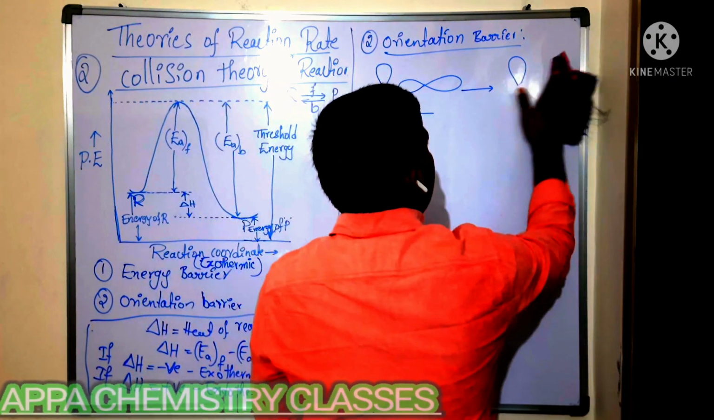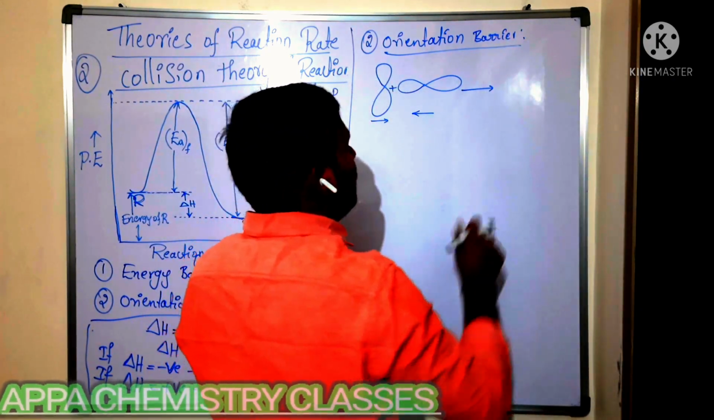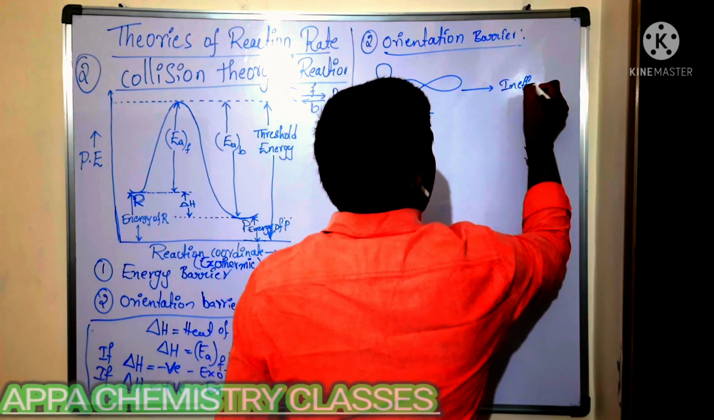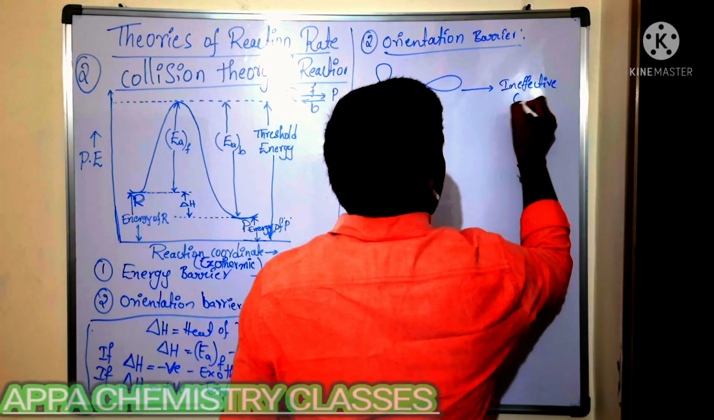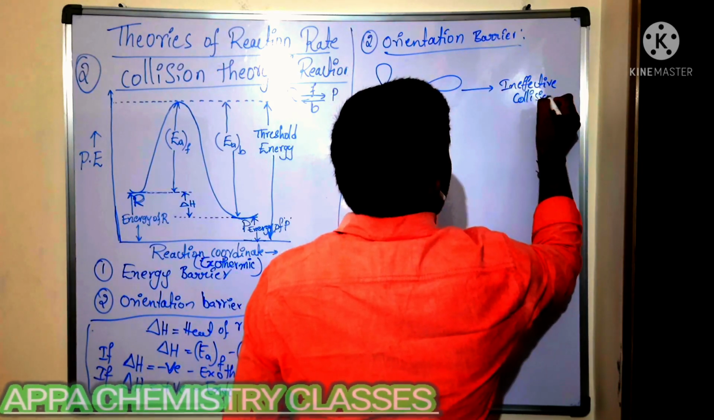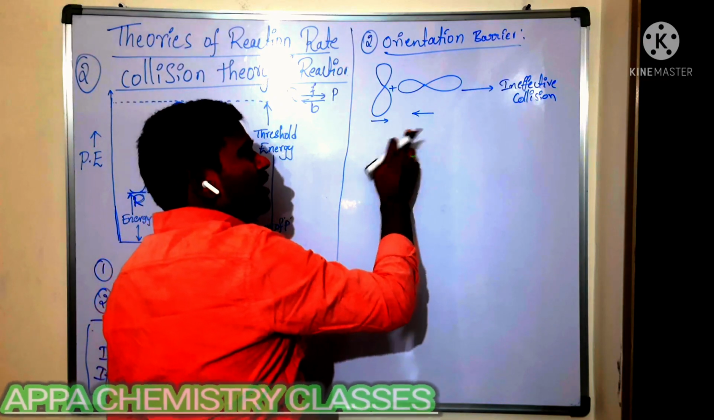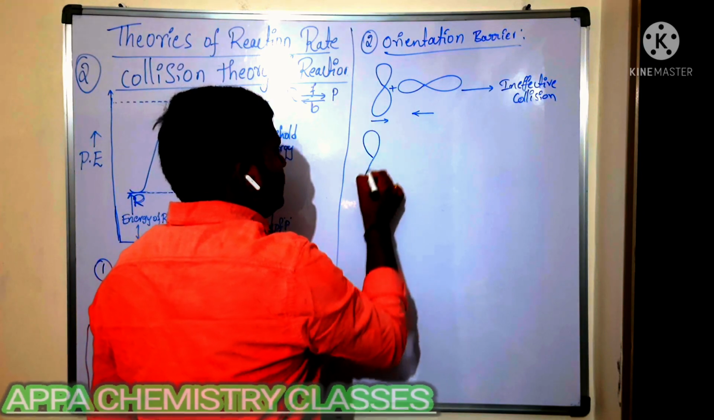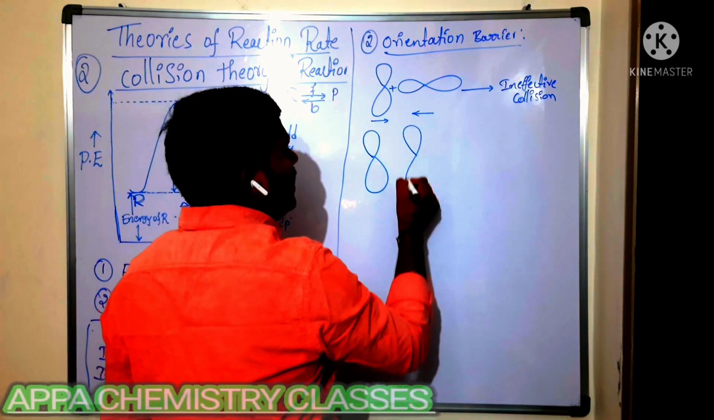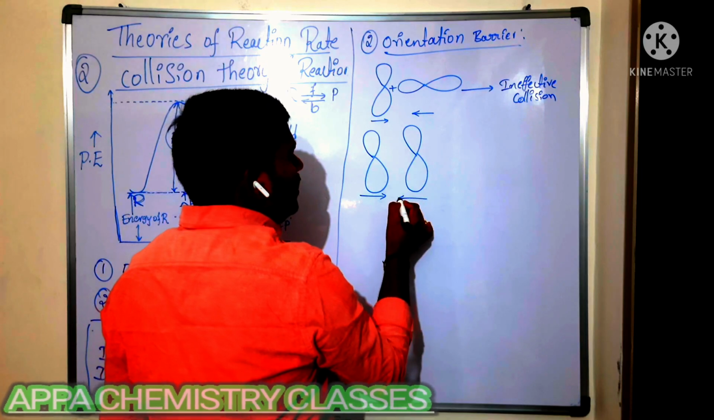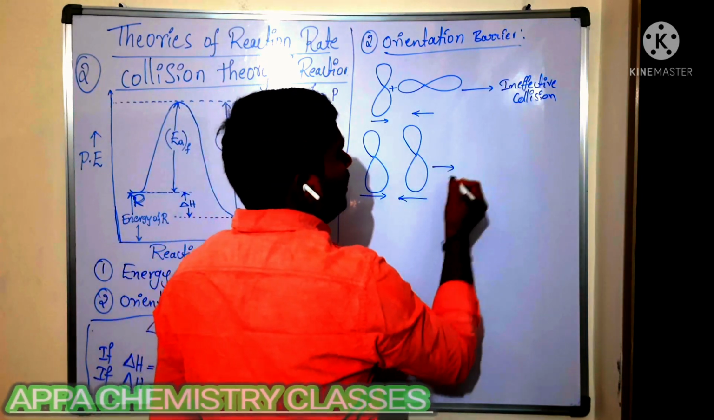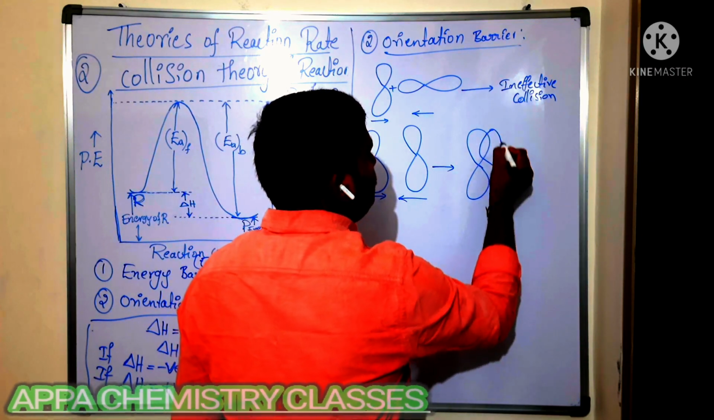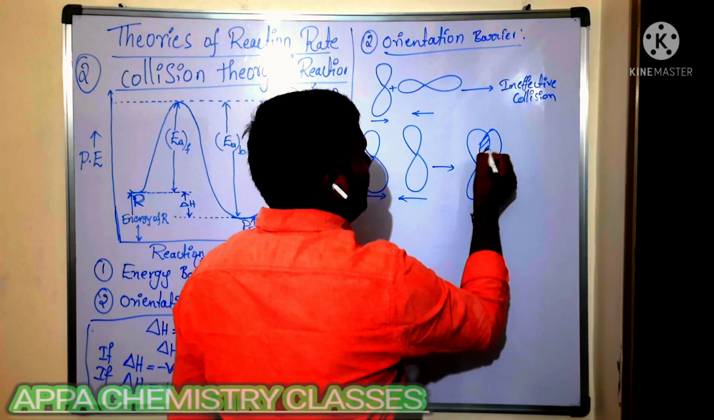In this case no products. We will not get the proper amount of product. So this type of collision is called an ineffective collision, because these two atomic orbitals are not colliding in the proper direction. But if this is one atomic orbital and this is another atomic orbital, and both are coming in opposite directions, then both collide. Then they will overlap completely. They will overlap like this completely.